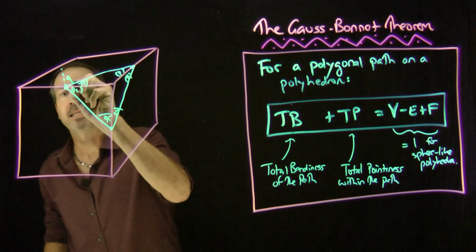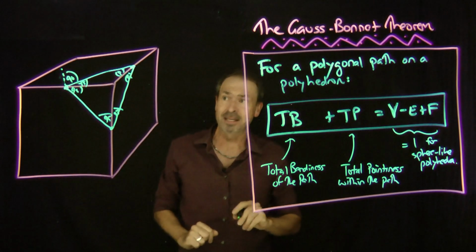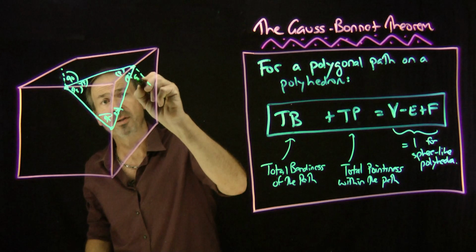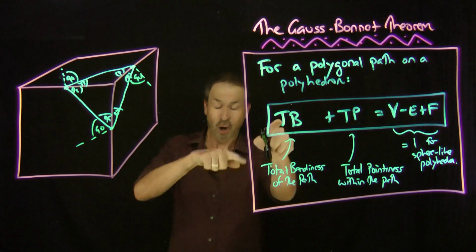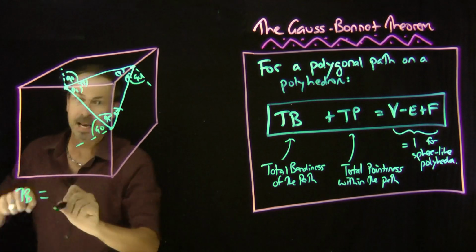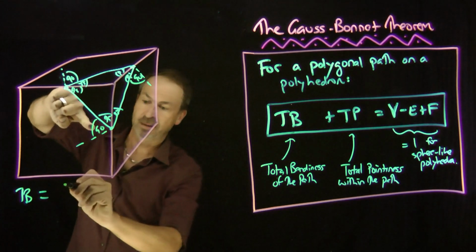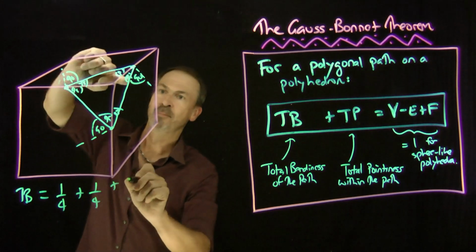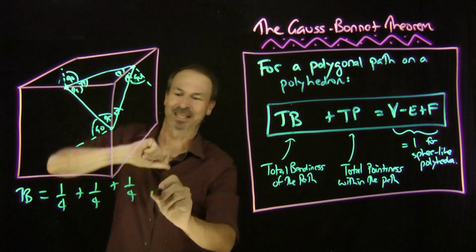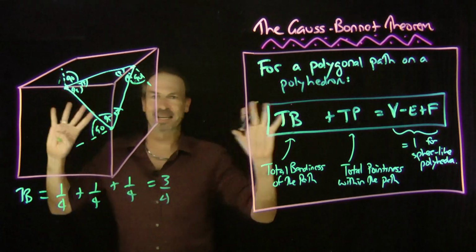I'm off by 90. If I remember, the exterior angle was 90 degrees. The exterior angle here was actually also 90 degrees, and the exterior angle here was also 90 degrees, in which case the total bendiness I can now do would be the bendiness here, 90 out of 360, 1/4, plus the bendiness here, 90 out of 360, 1/4, plus the bendiness there, 90 out of 360, 1/4, a total of 3/4. Yes, that rings a bell.